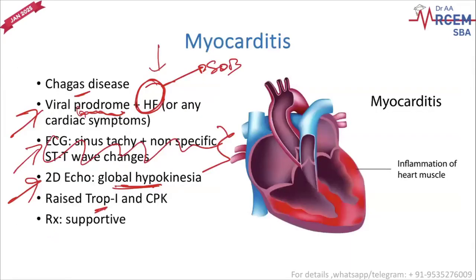Along with it, because the muscle is inflamed, there will be breakdown of the muscle, so the troponin I and CPK will be high. This is one of the causes, other than myocardial infarction, where troponin I can be seen. What is the treatment?